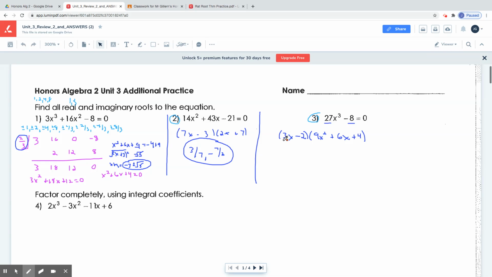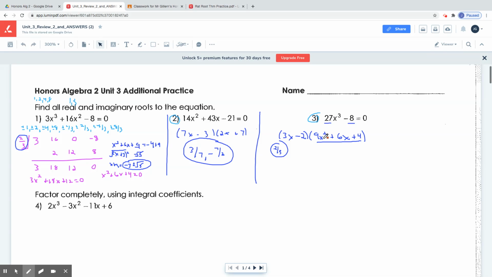So you set each of these equal to 0. This one gives me 2/3. I know that's one of my zeros again. So that's 2/3. Now you have to set this equal to 0. And as we learned before, we can't really factor once we use this. So you either have to use completing the square or the quadratic formula for this one.